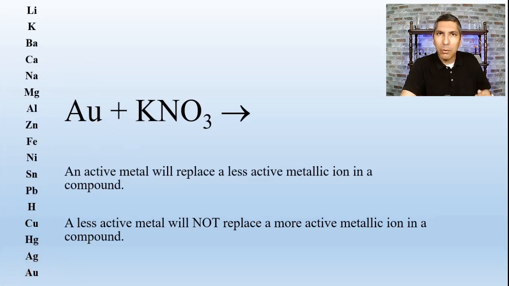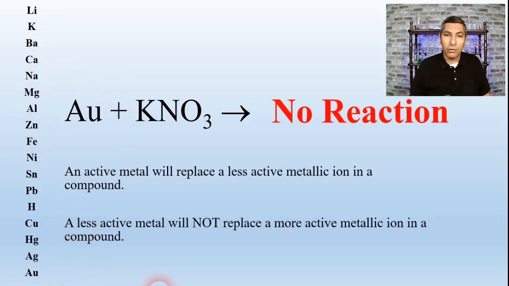Where is K? Where's potassium? Do you see it? It's almost at the very top. It's right up here. And so if you're thinking about this, can gold kick out potassium? Well, it can't. Gold is lower than potassium on this hierarchy, on this activity series. So the answer for this reaction is, well, no reaction, because gold cannot kick out potassium.